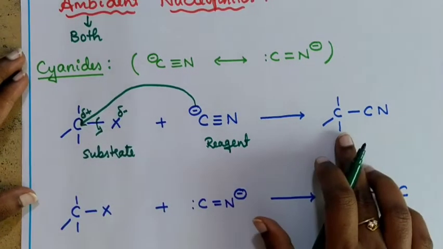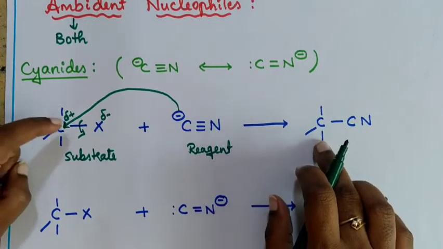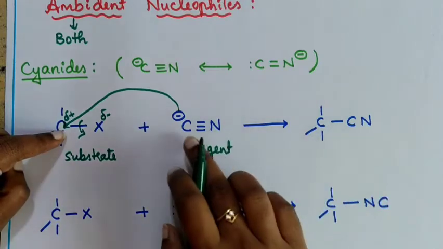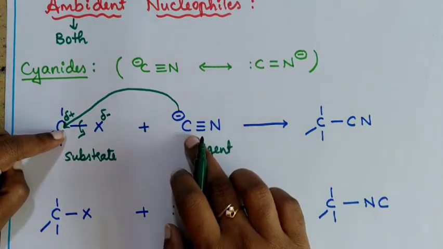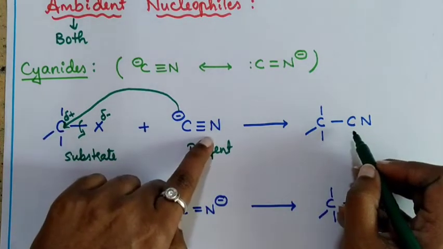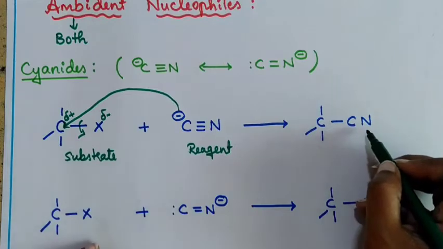So what will we get on the product side? Carbon with 3 bonds unaffected, and the nucleophile made a bond with the carbon from the carbon side of the reagent. So it is now carbon bonded with CN. You can write C triple bond N also, or simply CN.